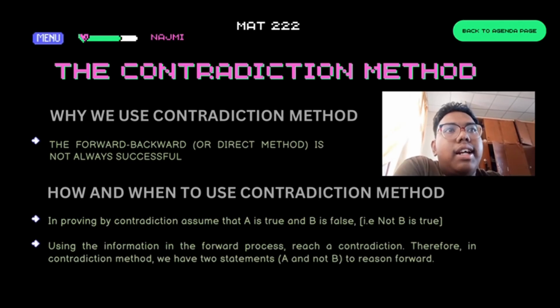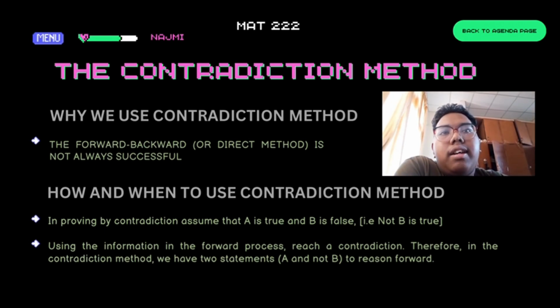Next is the contradiction method. Why do we use the contradiction method? We use the contradiction method because the forward method, or direct method, is not always successful. How and when do we use the contradiction method?